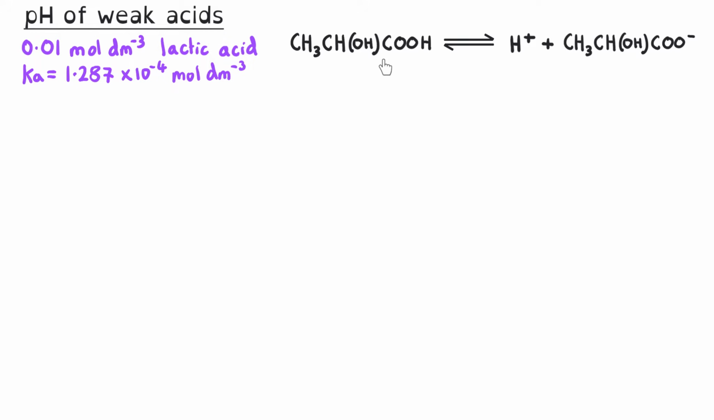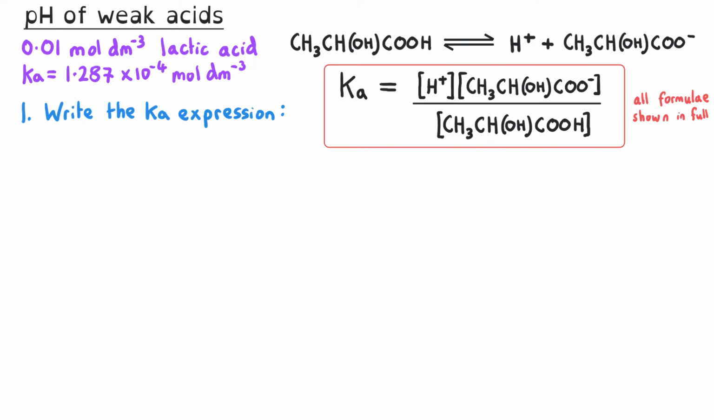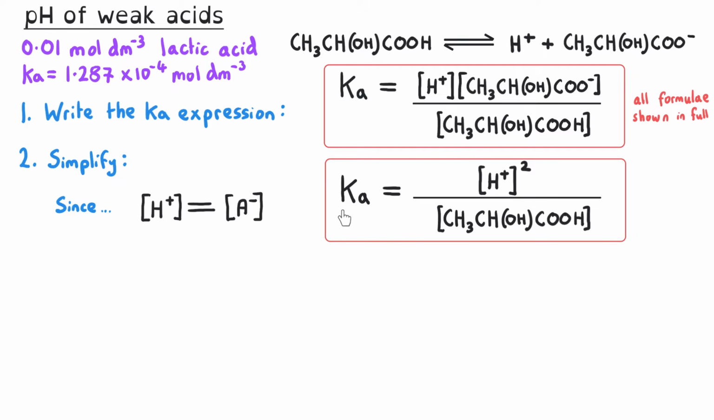The acid dissociation equilibrium shows the lactic acid formula on the left-hand side, and then hydrogen ions on the right-hand side, along with the conjugate base. The first thing I need to do is write the Ka expression, which is what I'm showing here. We have the hydrogen ion concentration and the conjugate base concentration on the top and the lactic acid concentration on the bottom. And then we simplify this expression because H plus concentration is equal to the conjugate base concentration. So that gets me the Ka equals hydrogen ion concentration squared divided by the lactic acid concentration.